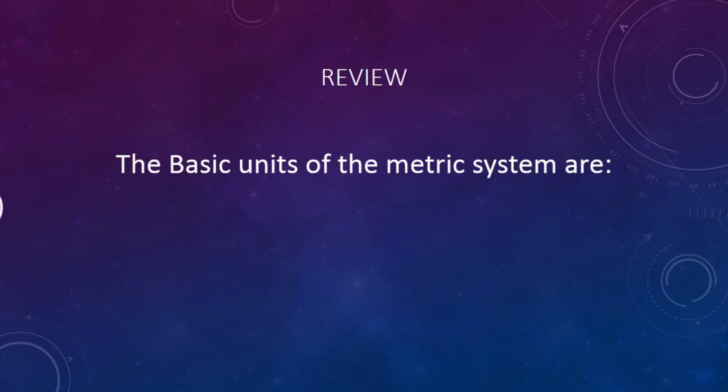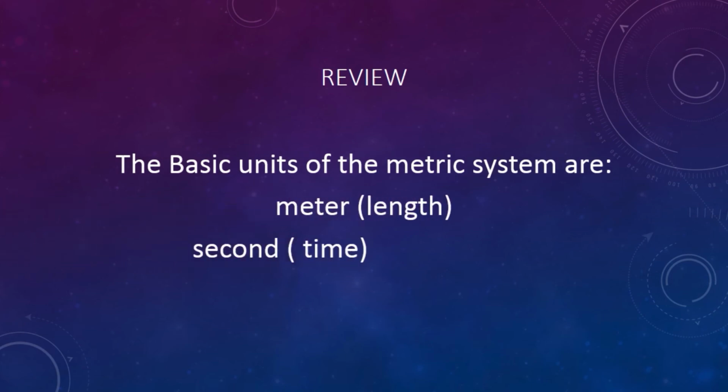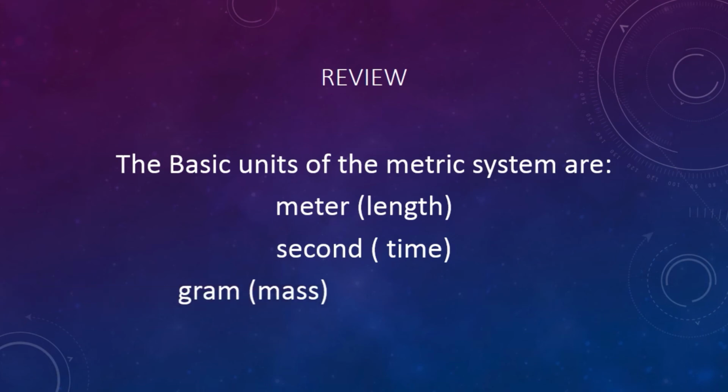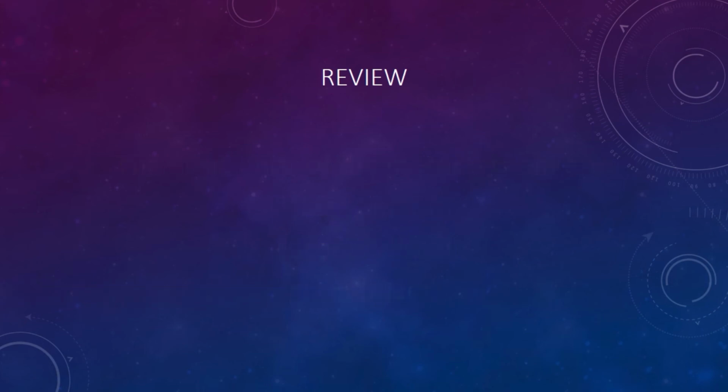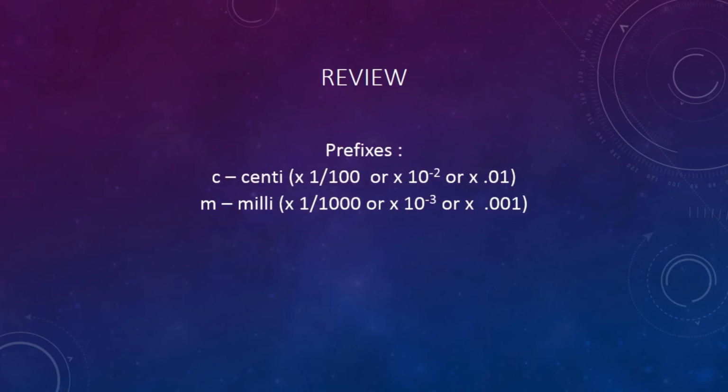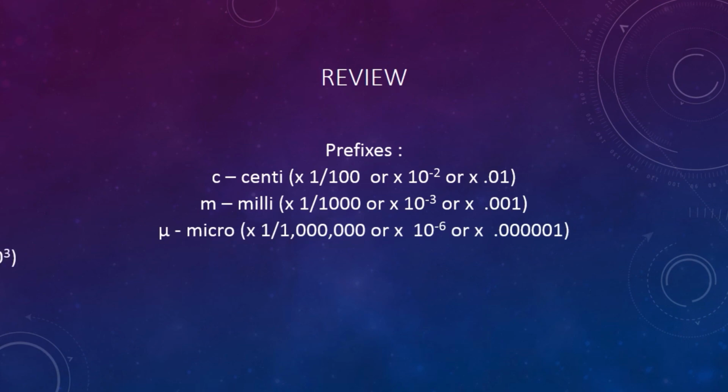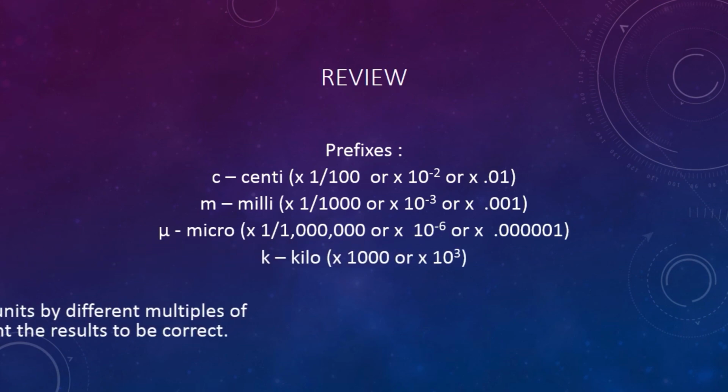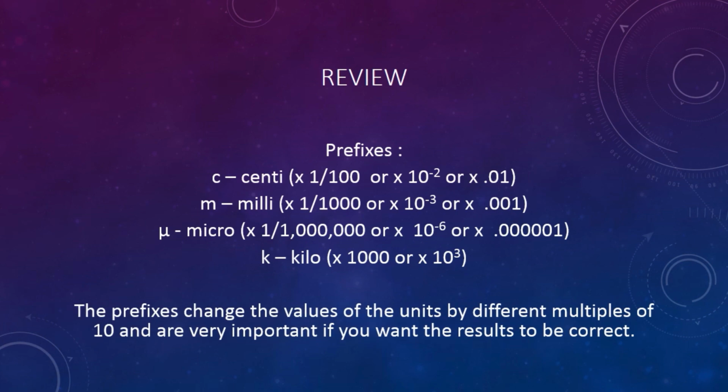To review, the basic units of the metric system are the meter for length, the second for time, and the gram for mass. We will use 4 prefixes in this course: centi, milli, micro, and kilo. The prefixes change the values of the units by different multiples of 10 and are very important if you want the results to be correct.